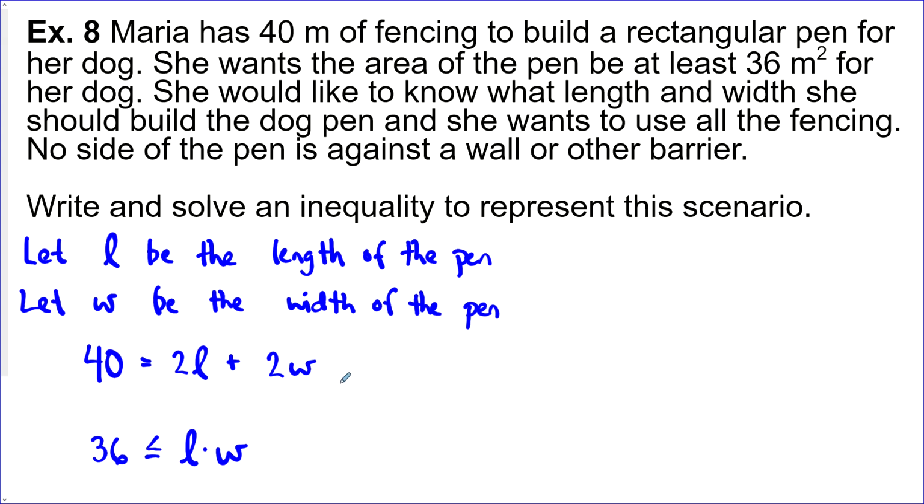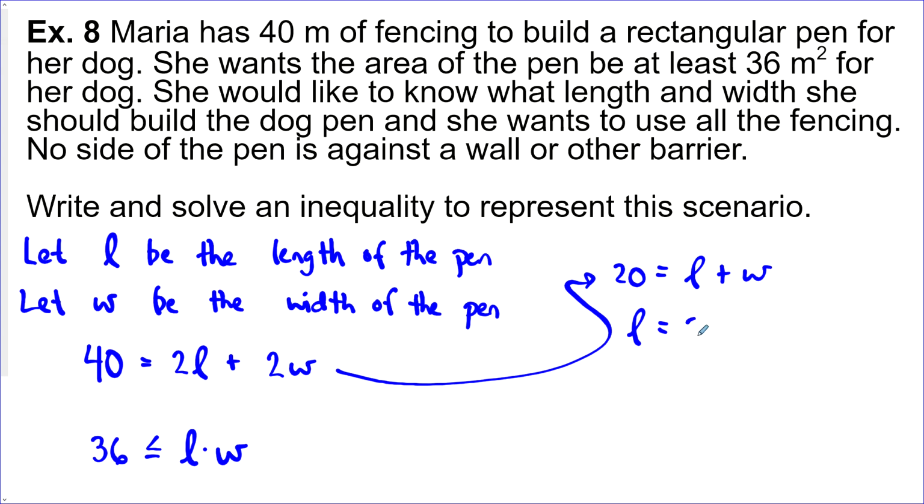Let's work with this first one because we have a common factor. So let's divide the whole thing by 2. We get 20 equals L plus W. And we want to isolate one of these variables to sub it in so we can get rid of one of the variables here. So let's isolate for L. L is equal to, subtract W on both sides, so 20 minus W.